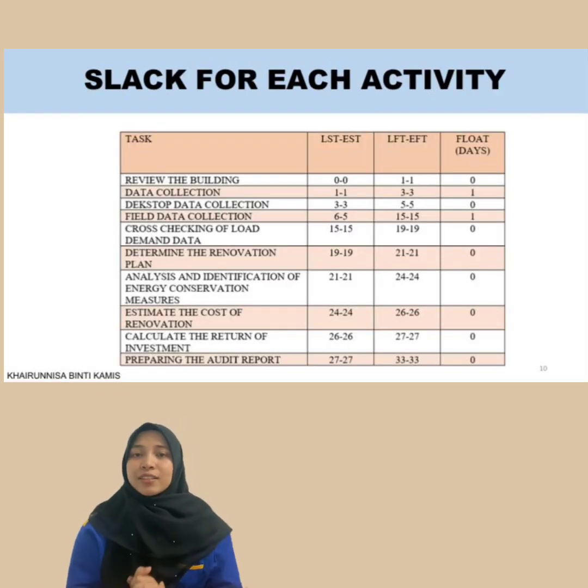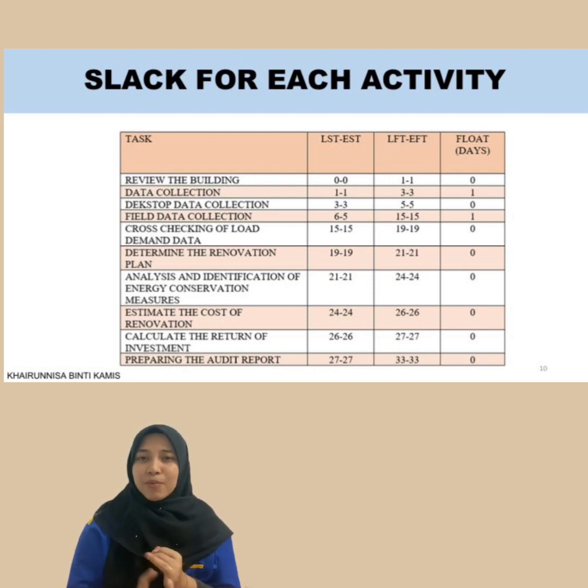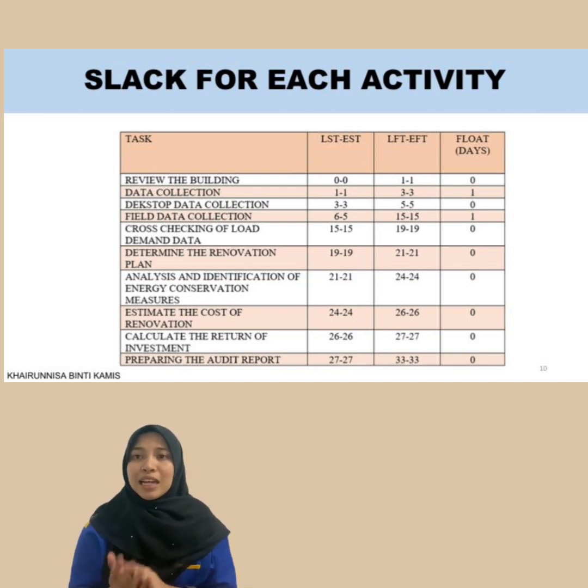Next is the slack table. A slack table is a useful tool for understanding the flexibility in a project schedule and identifying potential delays. It lists each task along with its earliest start time, earliest finish time, latest start time, and latest finish time. By comparing these values, the slack table can calculate the amount of time an activity can be delayed without delaying the entire project. Identifying such slack in the schedule will allow the project manager to make adjustments in the schedule if there are delays in the activities.